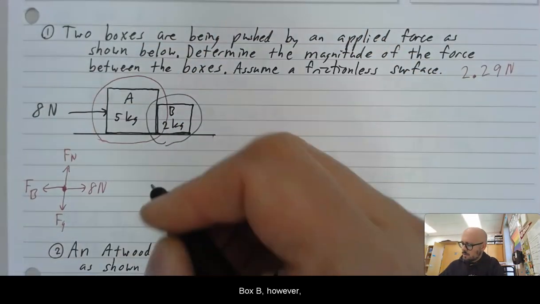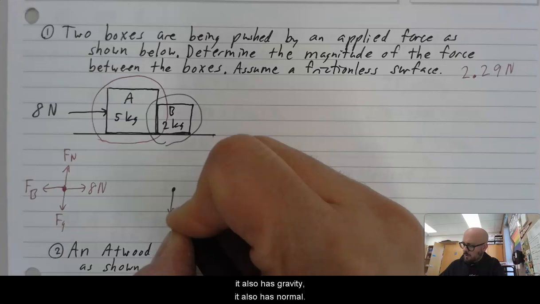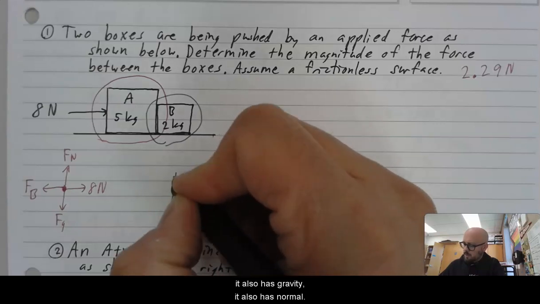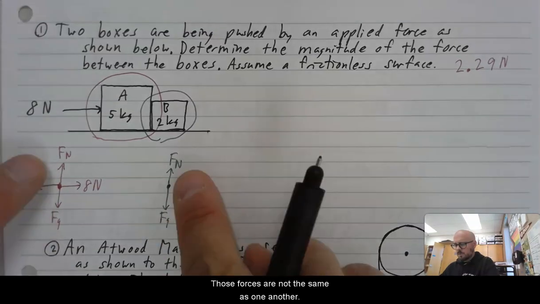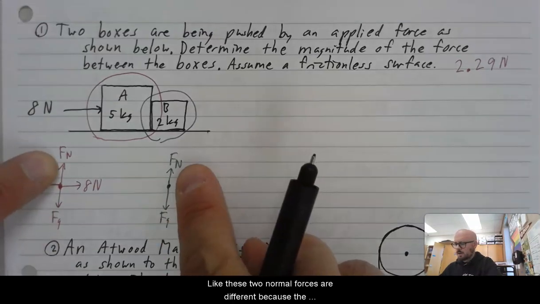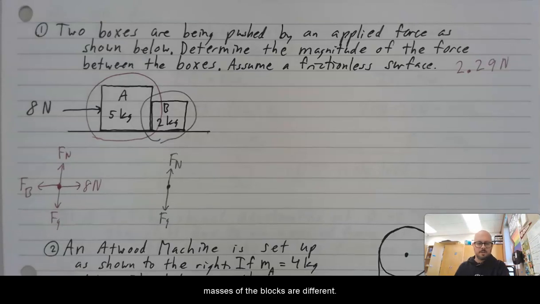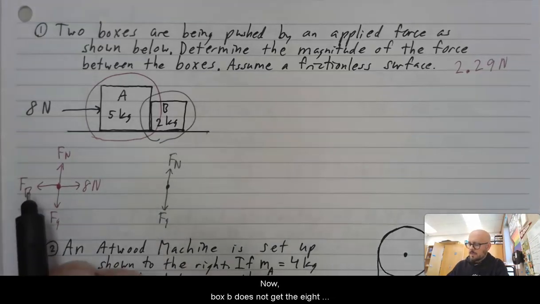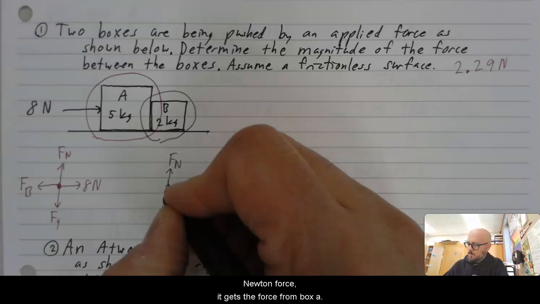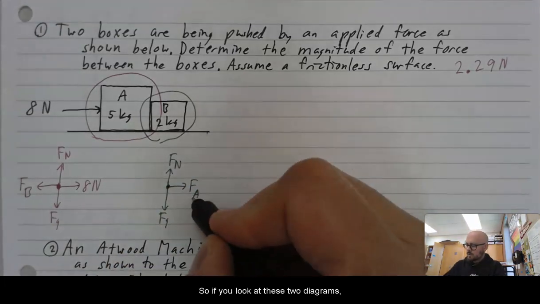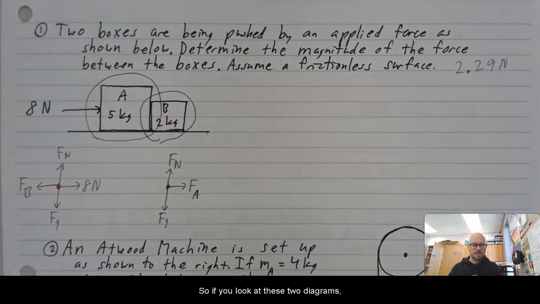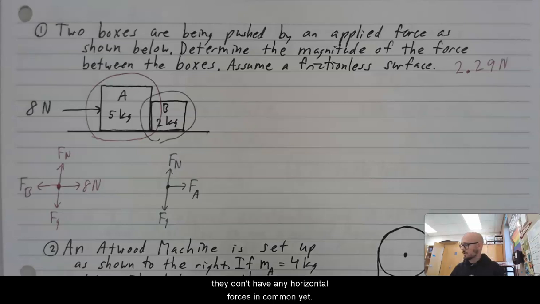Box B, however, also has gravity. It also has normal. Those forces are not the same as one another. These two normal forces are different because the masses of the blocks are different. Now, box B does not get the 8 Newton force. It gets the force from box A. So if you look at these two diagrams, they don't have any horizontal forces in common yet.